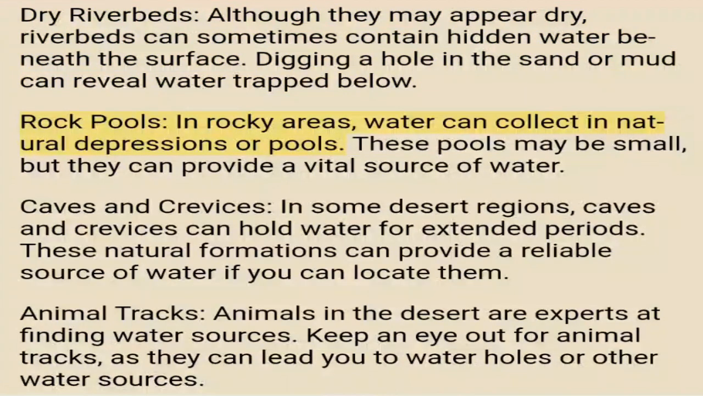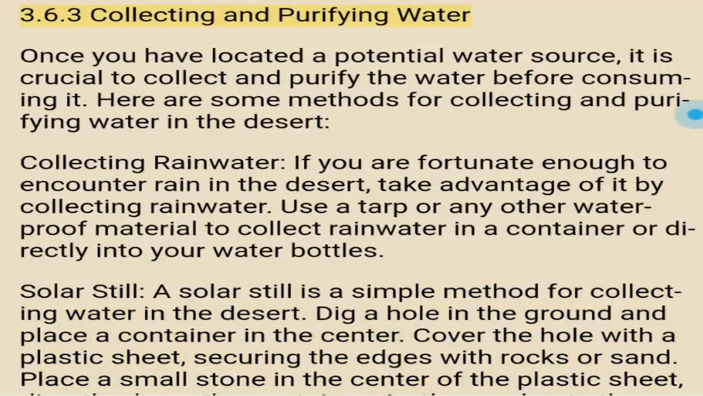Rock pools. In rocky areas, water can collect in natural depressions or pools. These pools may be small, but they can provide a vital source of water. Caves and crevices. In some desert regions, caves and crevices can hold water for extended periods. These natural formations can provide a reliable source of water if you can locate them. Animal tracks. Animals in the desert are experts at finding water sources. Keep an eye out for animal tracks, as they can lead you to water holes or other water sources.